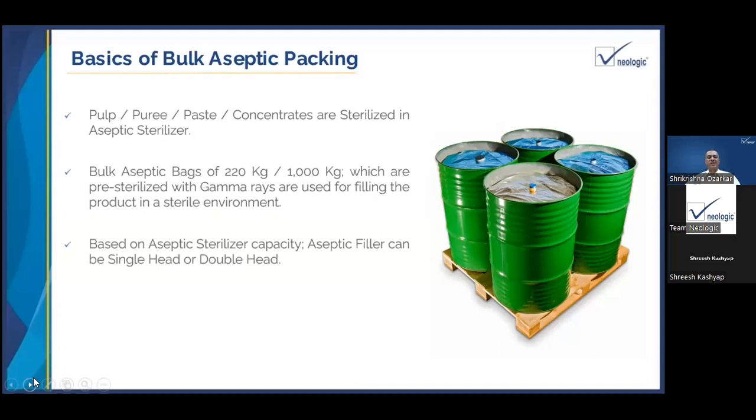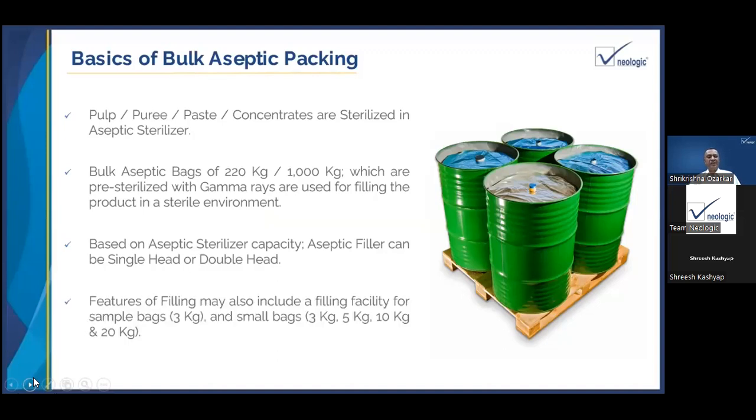Based on the sterilizer capacity, it can be 3 tons per hour, 5 tons per hour, 6 tons per hour, 10 tons per hour, or we have given sterilizers almost 20 tons or 30 tons per hour as well. The filler capacity will be determined by the aseptic sterilizer and the piston pump or homogenizer in that particular system, which is going to push the product with that capacity into the aseptic bags. It can be single head, it can be double head. This again will be determined by how much product you are going to fill, what is the capacity, how many bags you need to fill in one particular hour.